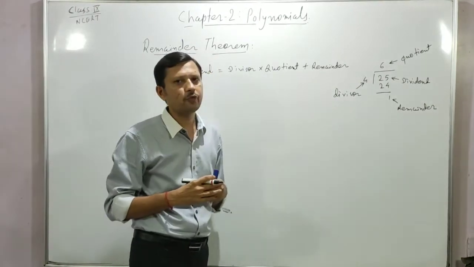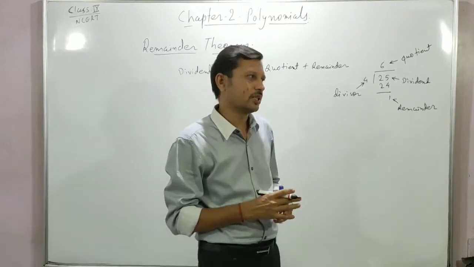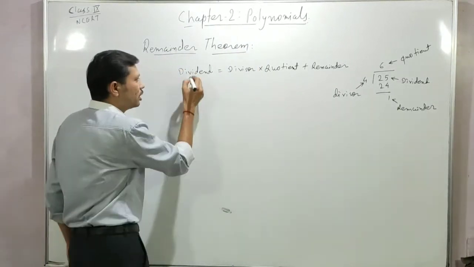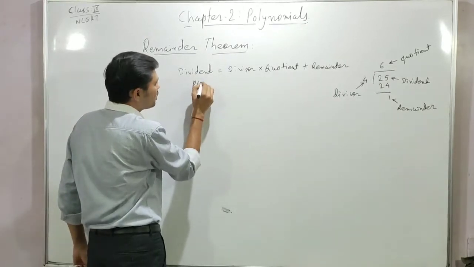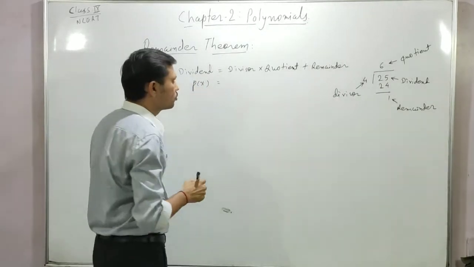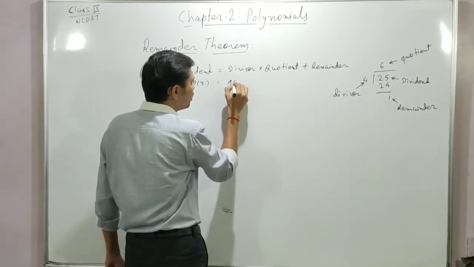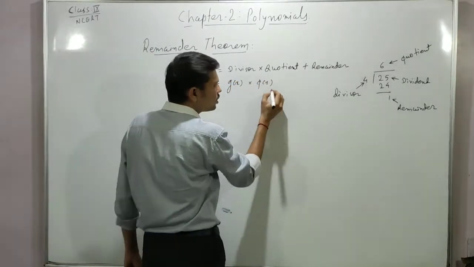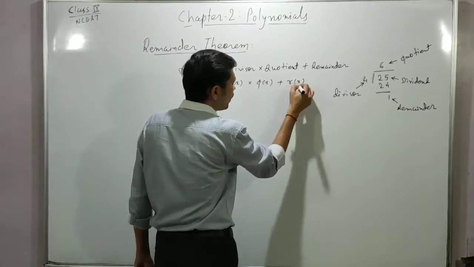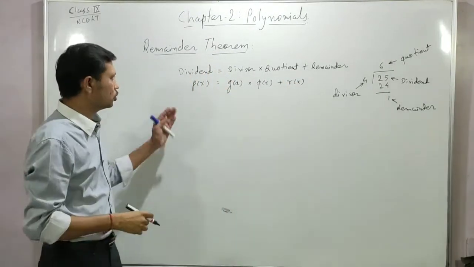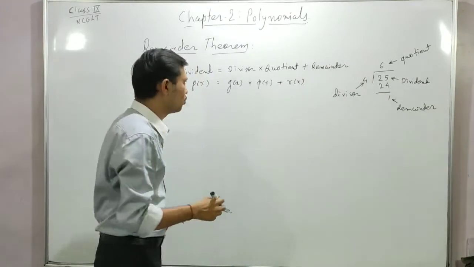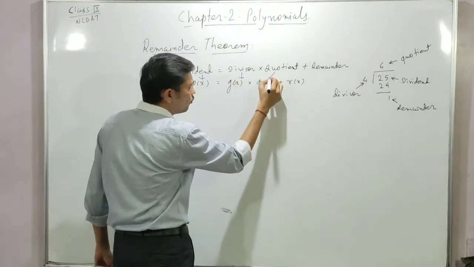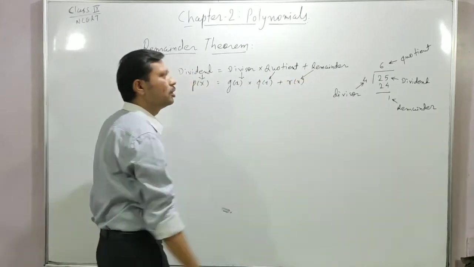So here we are performing a division for the polynomials. Some standardized symbols are there. For the dividend, we assign the symbol p of x. For the divisor, g of x. For the quotient, q of x. And for the remainder, r of x. Right? So these are the standardized symbols that we assign for the dividend, the divisor, the quotient, and the remainder.